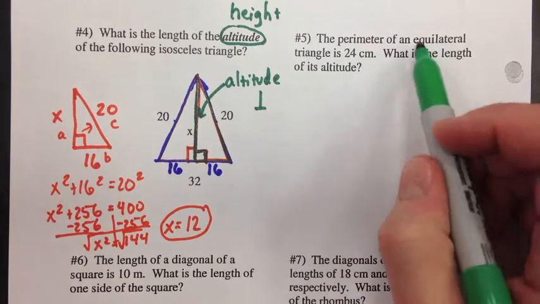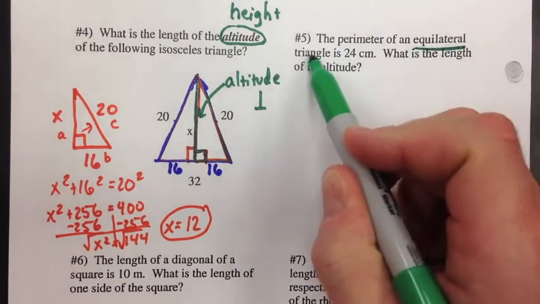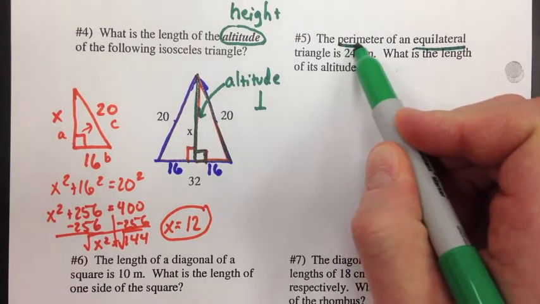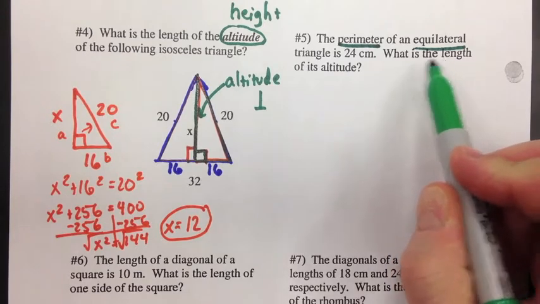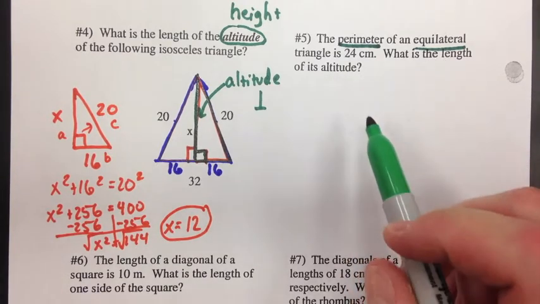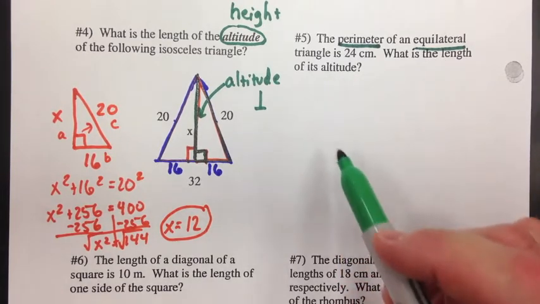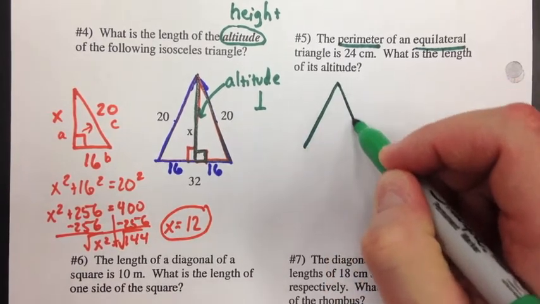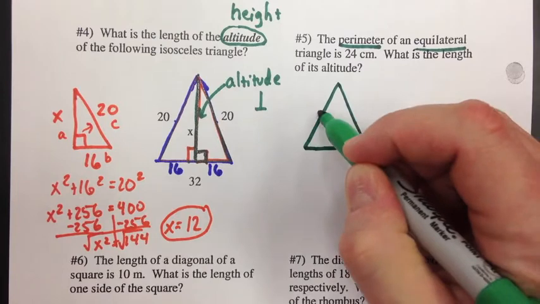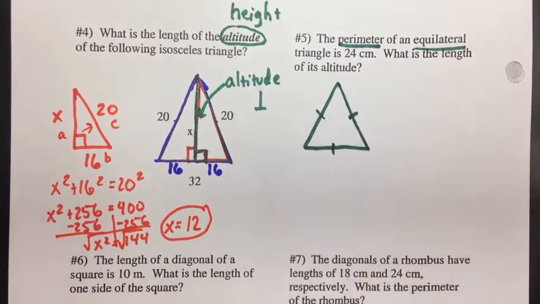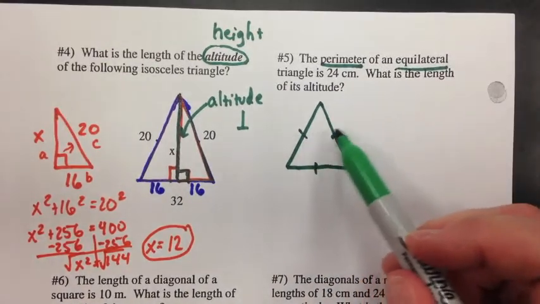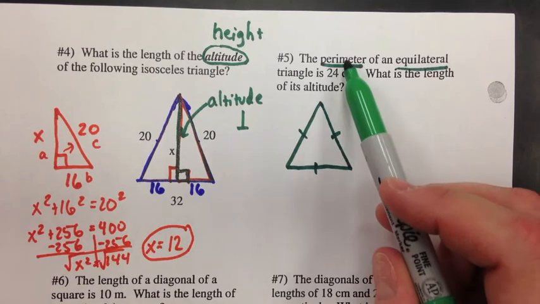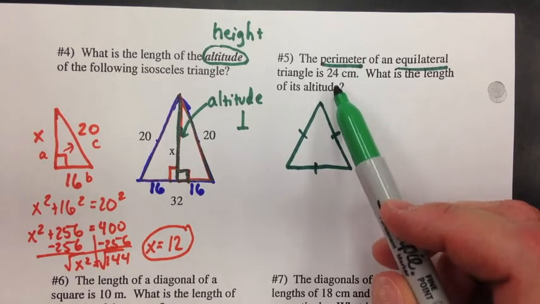The perimeter of an equilateral triangle is 24 centimeters. What is the length of its altitude? Now, if you don't have a picture, then the first thing we want to do is draw one. Equilateral means all three sides congruent. Okay, so I'm going to label these are the same. Now, they say the perimeter is 24.